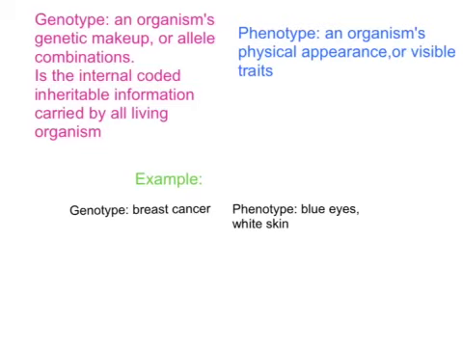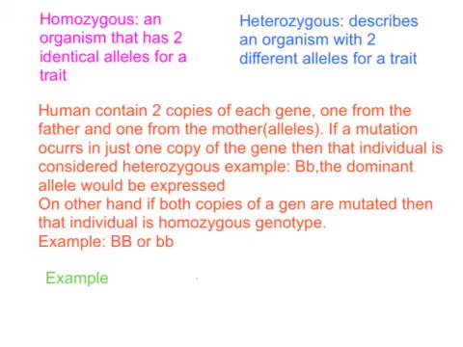Genotype is TT, that is pure tall, and Tt, that is hybrid tall. Phenotype is the external appearance of tall people. Homozygous: an organism that has two identical alleles for a trait. Heterozygous describes an organism with two different alleles for a trait.